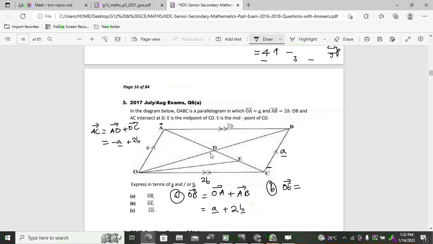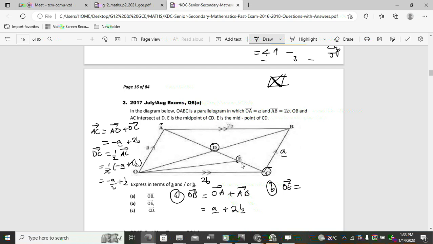Now, let's find DC. You need to know that if you've got a parallelogram and then lines intersect like this, where they intersect is going to be the middle of this line. Meaning that for me to find DC, DC is just going to be half of AC. What is AC? AC we've already calculated: negative A plus 2B. Half times negative A, that will be negative A over 2. Half times 2B, that will just be positive B. Now we have found DC.